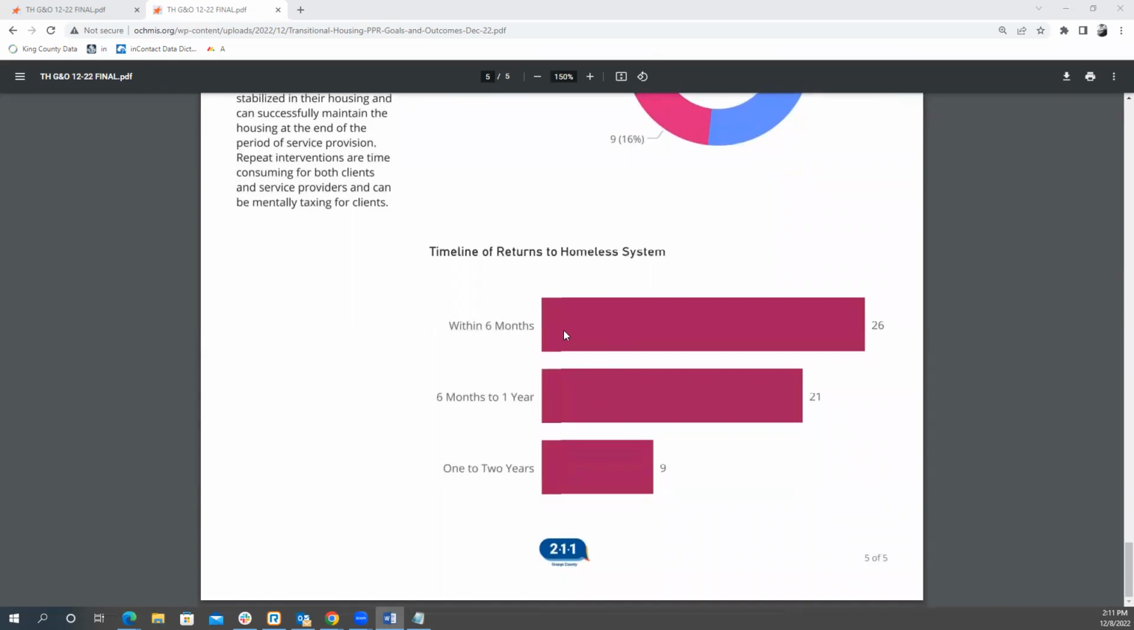And then our second bar chart is how long it's taking clients to return to the homeless system after they exit from transitional housing. So about half of all of the returns are happening within the first 6 months. So if clients are able to get over that hump, they're more likely to not return. So the first 6 months is when we would recommend following up with the clients to check in, see if they need any additional resources or any other help to maintain the housing that they're in.